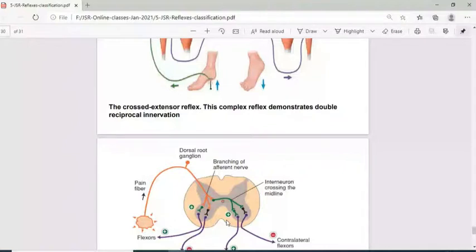Okay, the root values of deep reflexes are very, very important. Let me revise it for you. For biceps reflex, biceps jerk, it is C5, C6. For brachioradialis or supinator reflex, the root value is C5, C6. For triceps, it is C6, C7. For knee jerk, it is L2, L3, L4. For ankle jerk, it is S1 and S2. Okay, so this much I have to tell you. I hope you followed what I was talking to you.